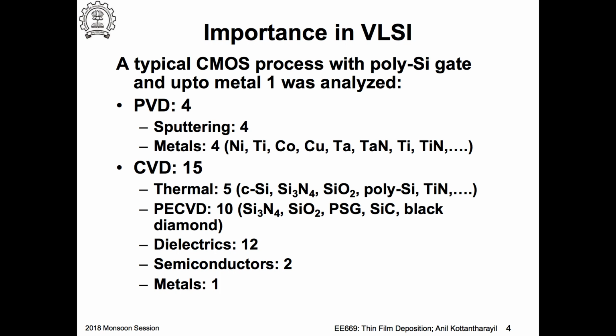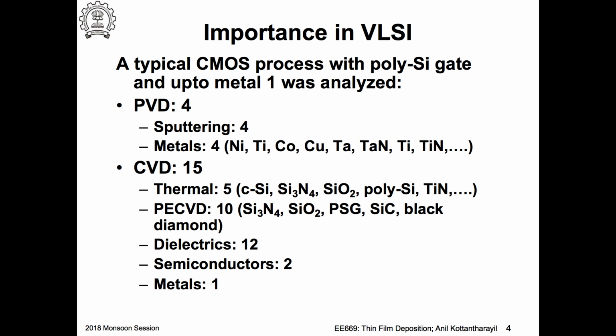We are looking at the process till the first metal is deposited. Okay. So it uses, in this particular case, 4 sputtering steps. So all of them were metals. Okay. Nickel, titanium, and so on and so forth.